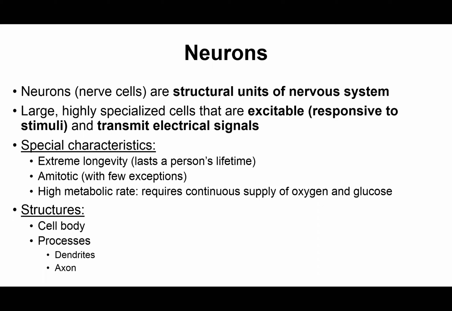We're going to talk now about the structure of neurons themselves. So neurons have cell bodies, and then they also have processes. And those processes, there are two different types: we have dendrites and axons. So let's go ahead and get into this discussion.